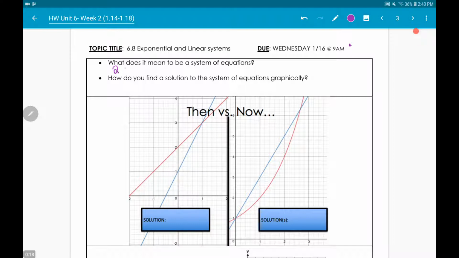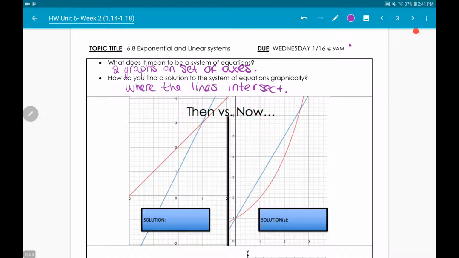It means two equations together. Okay, and how do you find the solution to a system graphically? Where the lines intersect. So for the purpose of exponential and linear, we're only going to focus on graphic solutions. Don't have to worry about algebraic solutions today.